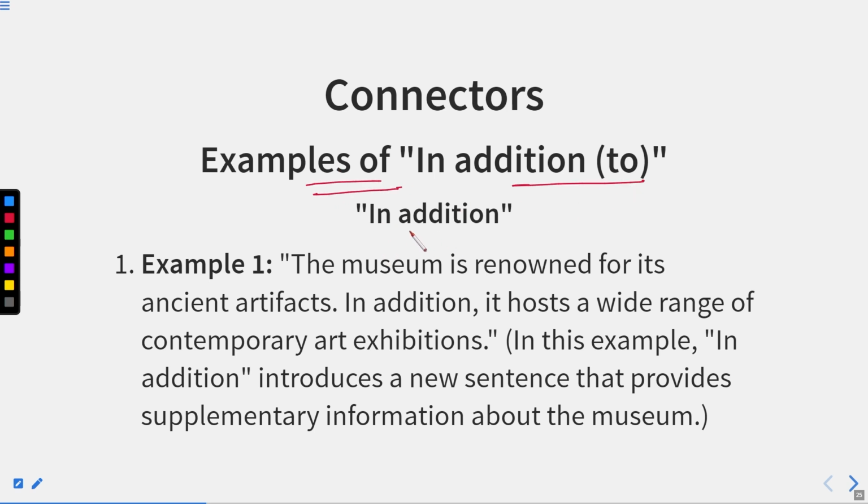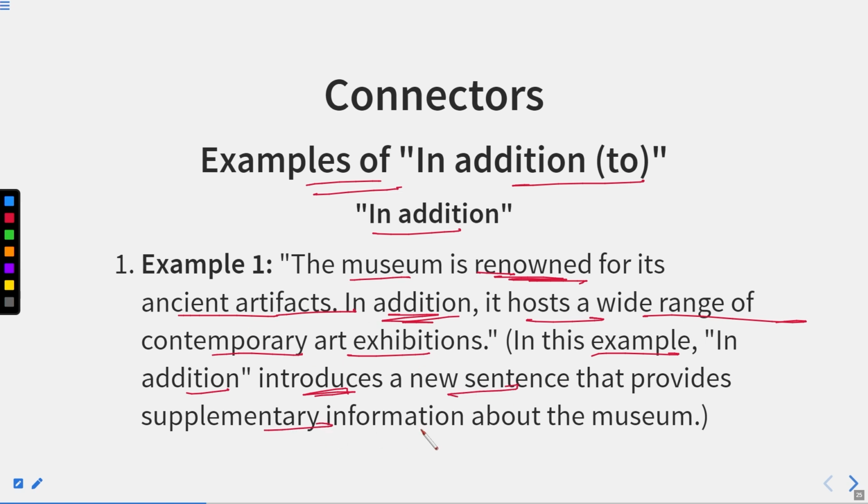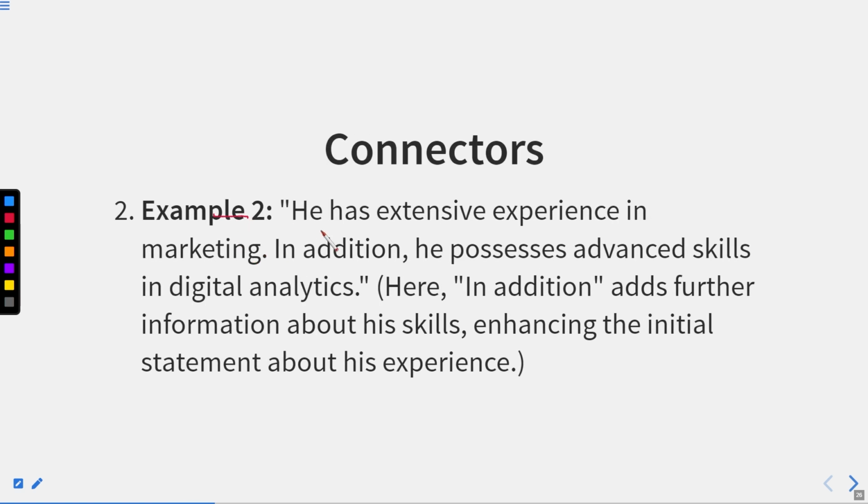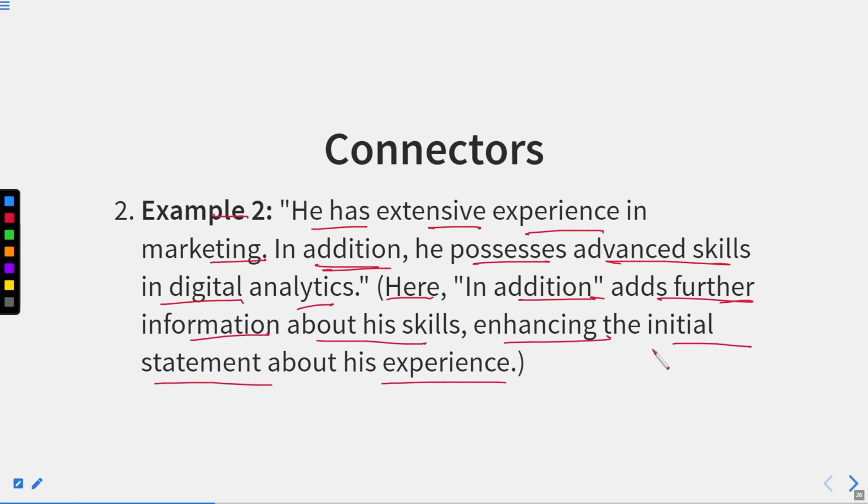Okay, now let us have some examples of in addition to. First of all, we'll take the example of in addition. The museum is renowned for its ancient artifacts. In addition, it hosts a wide range of contemporary art exhibitions. In this example, in addition introduces a new sentence that provides supplementary information about the museum. Okay. Example 2, he has extensive experience in marketing. In addition, he possesses advanced skills in digital analytics. Here, in addition adds further information about his skills, enhancing the initial statement about his experience.